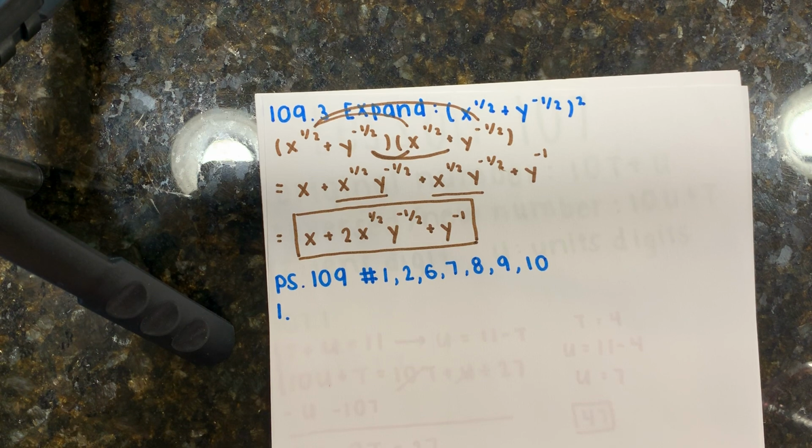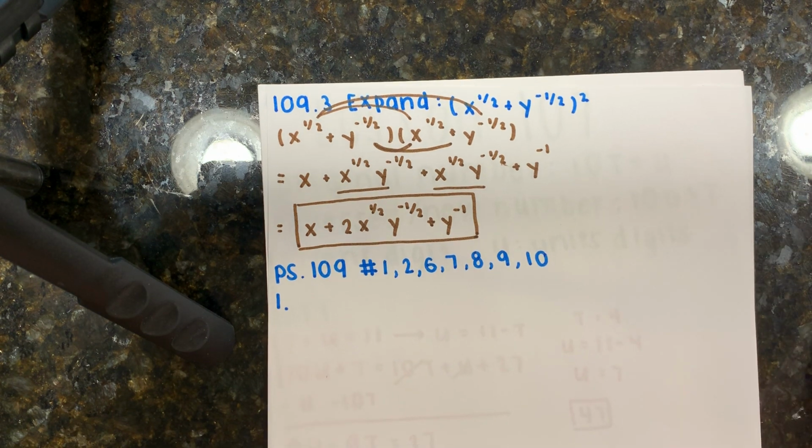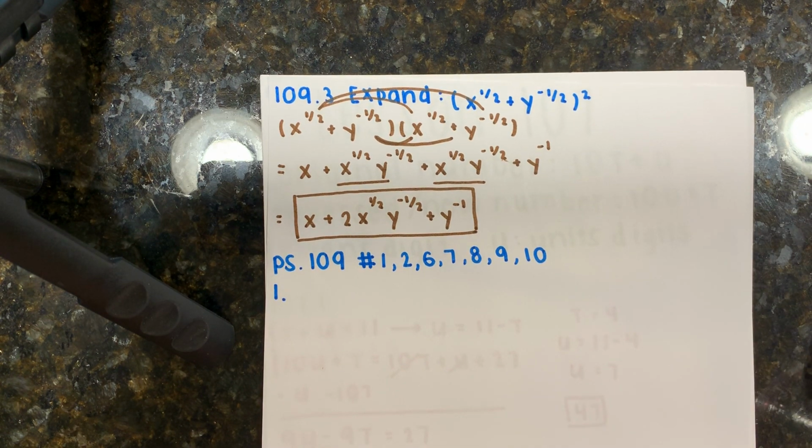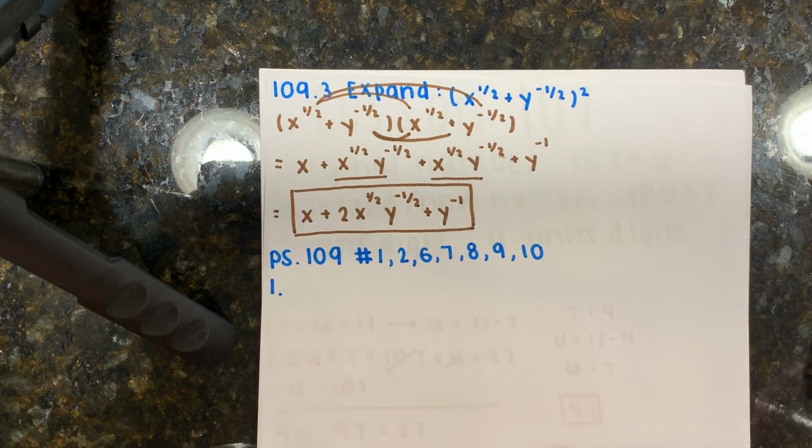And that is all. Now, these are the problems that I want you to attempt before actually pressing play and doing the problems with me to make sure you did them right. So this is lesson 109, numbers 1, 2, 6, 7, 8, 9, and 10. So pause the video, attempt those problems before pressing play.